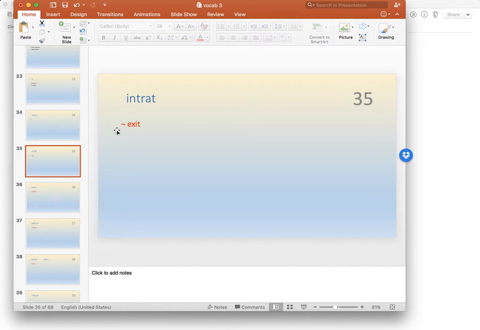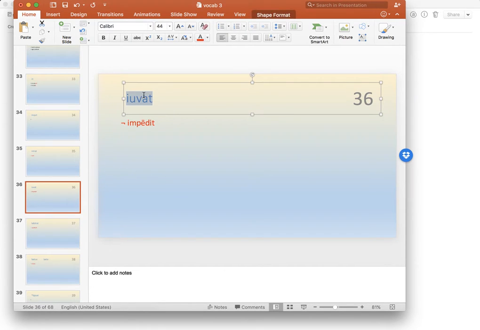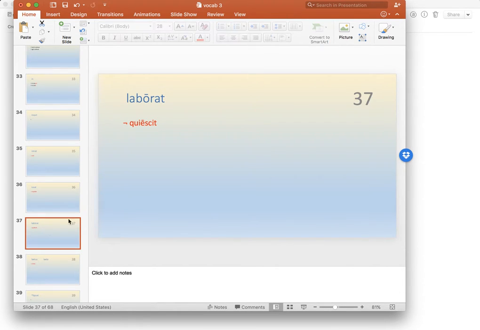The opposite would be exit. He or she goes out. Juvat, helps. The opposite, impedit, impedes or hinders. Helps, hinders. Laborat, works. The opposite, quiescit, rests.